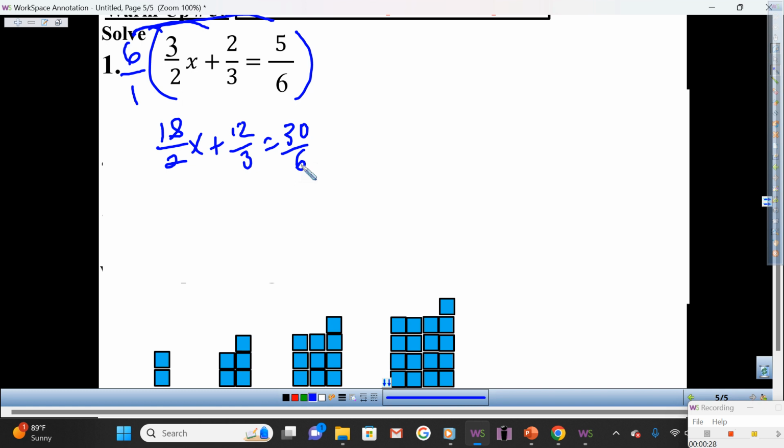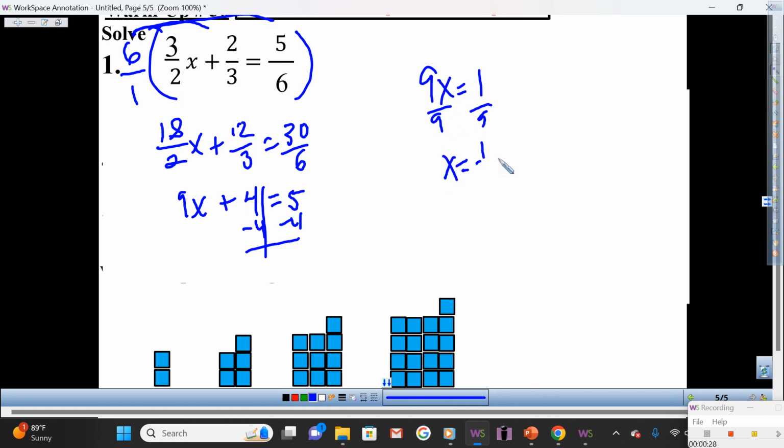Yes, so far so good. Simplify, this is 9x plus 4 equals 5. Subtract 4, we end up with 9x equals 1. Divide by 9, x equals 1/9. Hands, have you got that? Some of us, yes. So far, so good. Let's go to number 2.